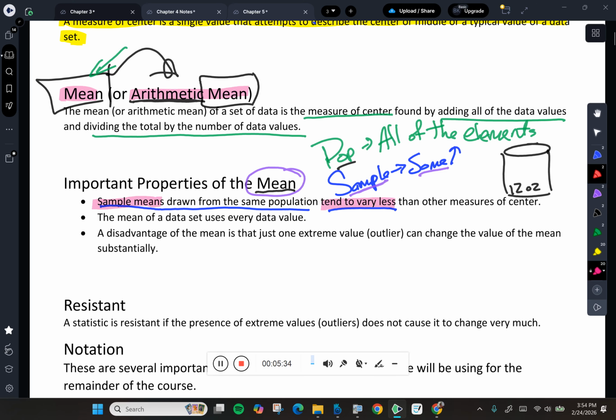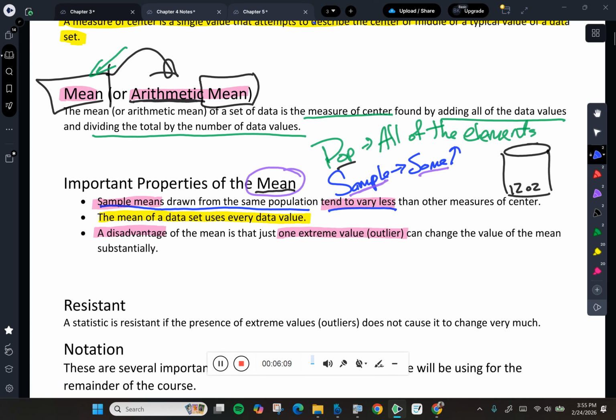Tuesday, Wednesday, Thursday, and Friday, all those values won't be that different. And that's a good thing. We like consistency. Another property is it uses every data value. High, low, outliers, whatever, it uses every data value in the calculation, right? Now, that's a property, but it's also a disadvantage because one extreme value, one outlier, can change the value of the mean substantially. What does that tell you?